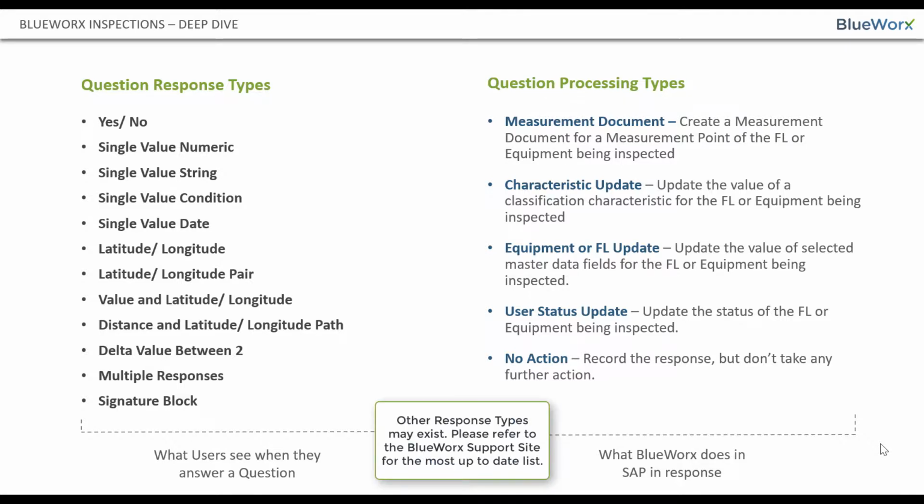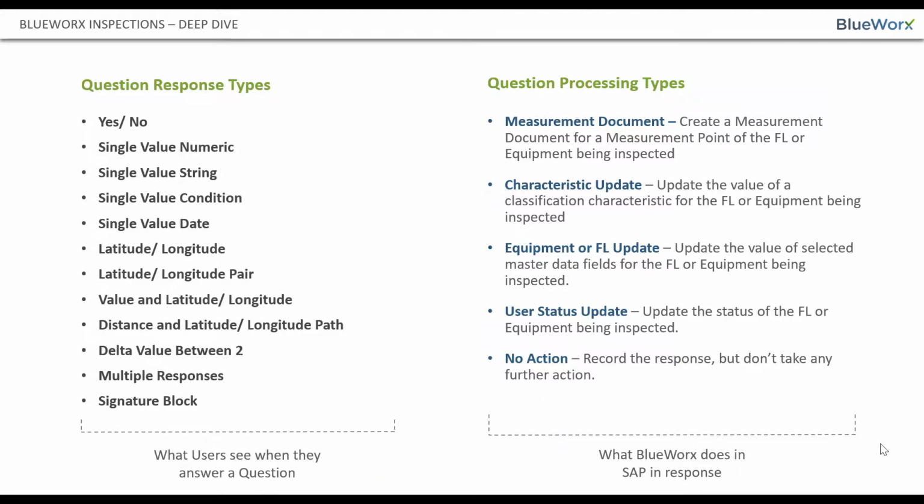So having gathered the response, we have different things that we can do with it back in SAP. The first is to create a measurement document against a point for the functional location or equipment that's being inspected. The next one is characteristic update for the equipment or functional location. Similarly, for a core record or master data field in the equipment or functional location, and then the user status update. So changing an equipment, for example, you might shut it down or condemn it, or you might change it to not operative, depending on your use cases.